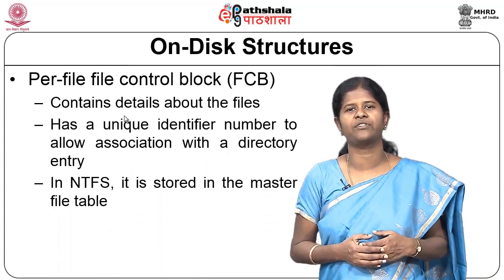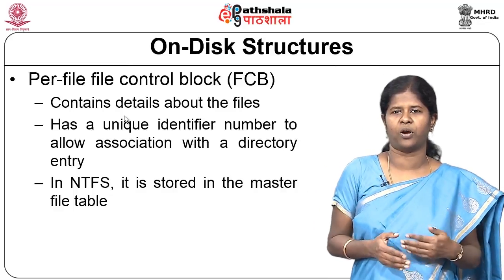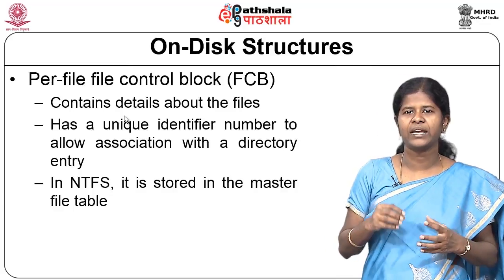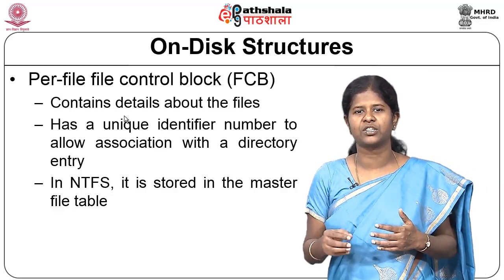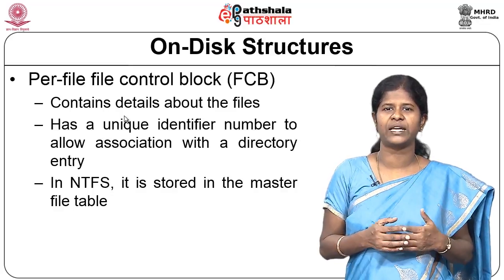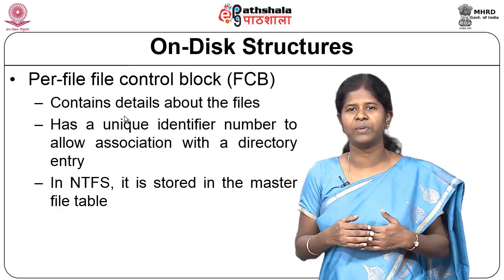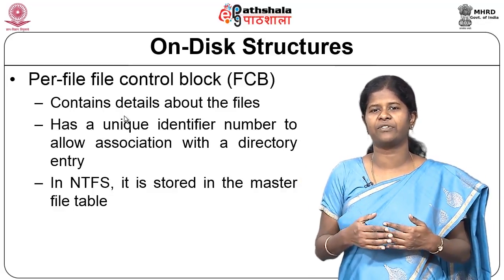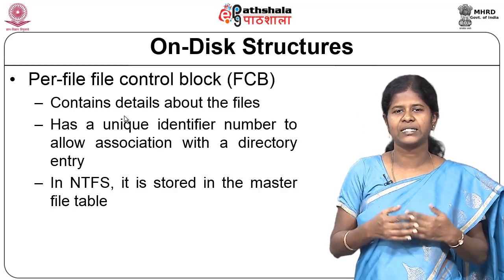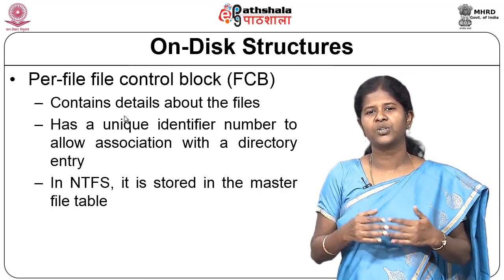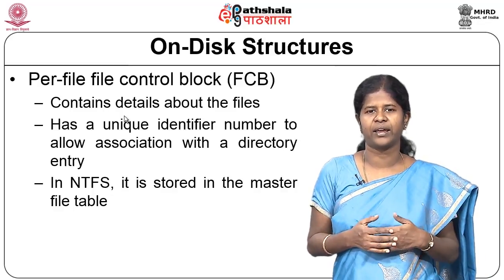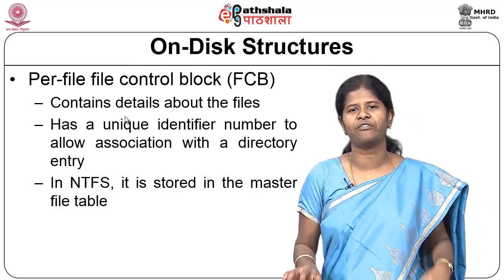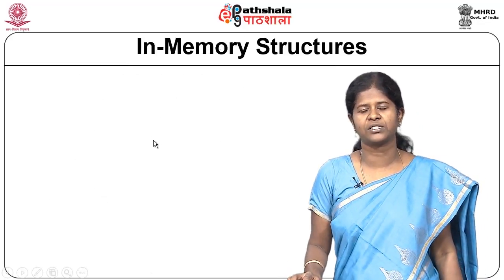And then one more structure we have got, which is called the per file control block. So, for each and every file, metadata about that file should be maintained in some place. It is maintained in a file control block. As I told you, in the case of Unix, it is maintained in an inode. So, what metadata will be kept in these files? It will have all details about the files, like the owner of the file, the size of the file, and so on. And then it has a unique identifier number to allow the association with a directory entry. For inode there is an inode number. In NTFS this per file control block is stored in the master file table.